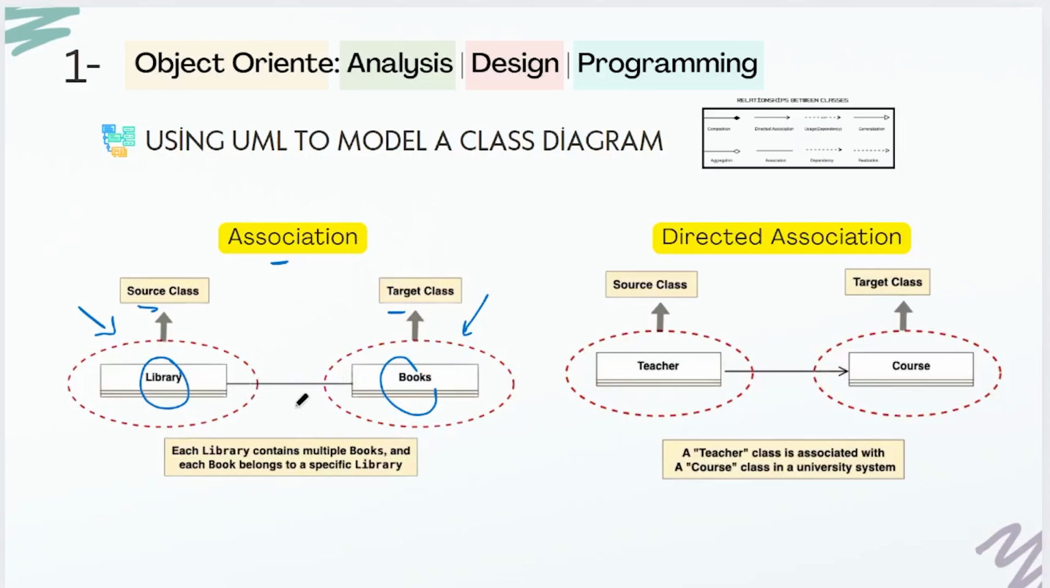Direction isn't really important here. But in this case, for example, direction happens to be important. When you have a teacher class and a course class, we say the teacher class is associated with a course, a class in the university system. This association is very clearly represented with this directionality. So the teacher is associated to a class. This is the meaning, or the way we read it. We don't say the course is associated to the teacher, because the same course might be taught by different teachers as well. So this direction represents the actual relation between them.